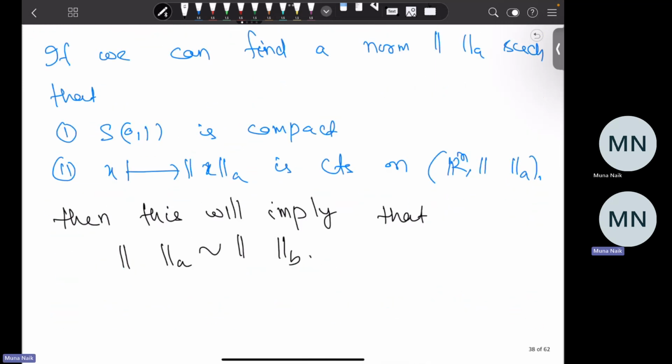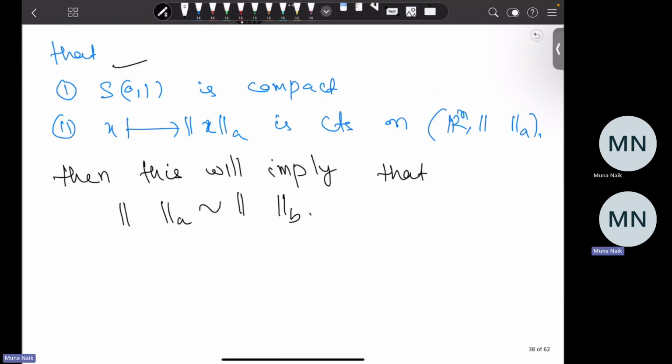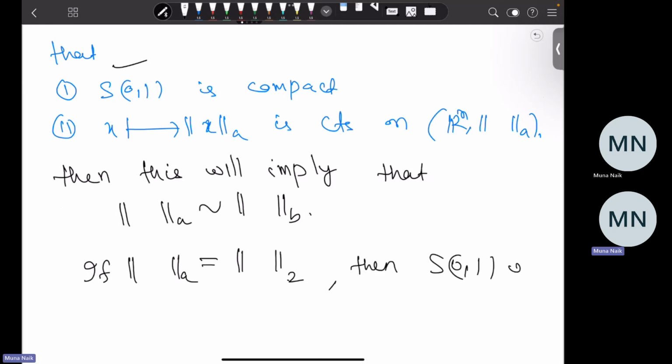Now, if you think for a moment, what is an example of a norm where this S01 is compact? Just pause for a second and think about this question. The question is: give an example of a norm where this S01 is compact. You will say that if norm A is the little l2 norm on Rn, then certainly this S01 is compact. You know that.